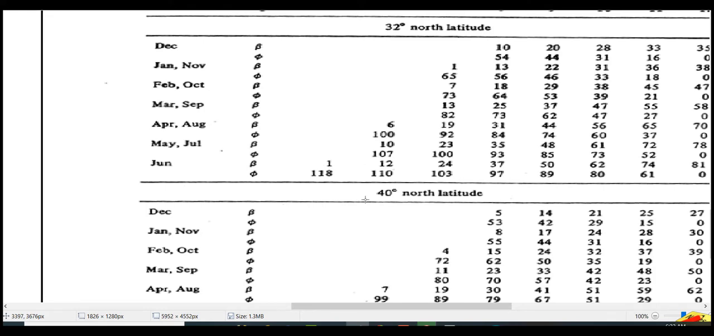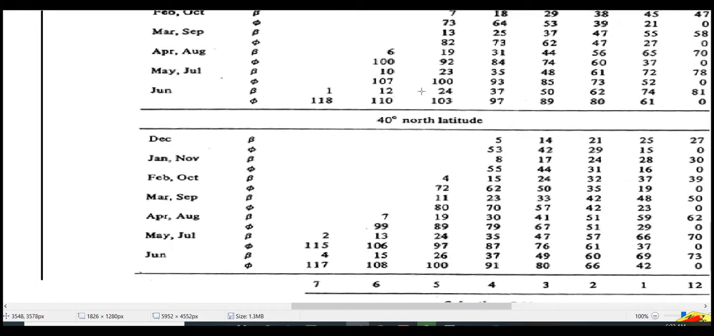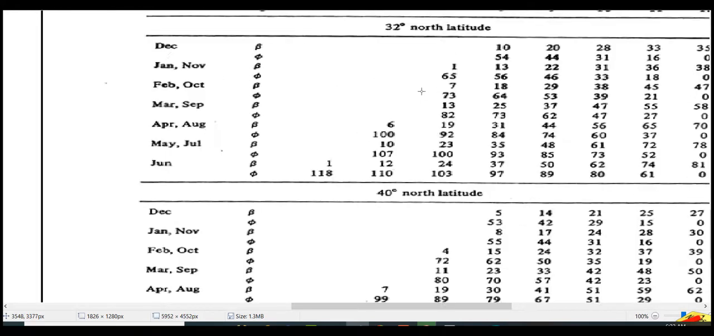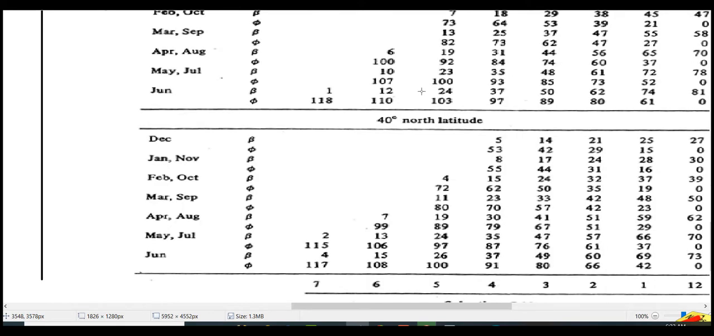So take note, we have here 40 degrees latitude, and then 32 degrees north latitude. I will bring down other tables. Usually we have different latitudes compared to this one, and our location in the Philippines has a different north latitude. Later on, I will bring down a table for that.